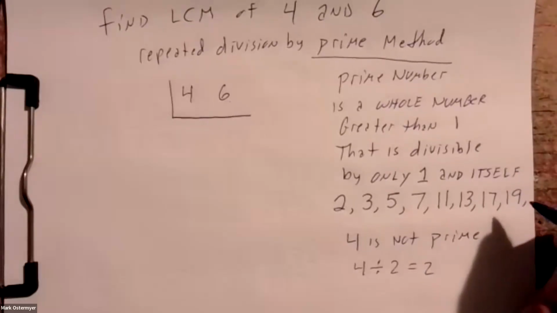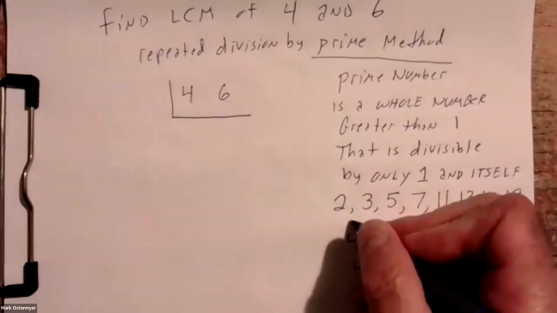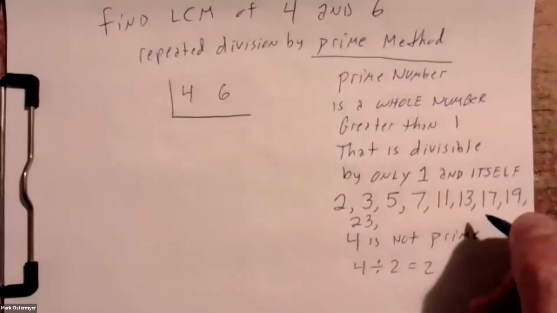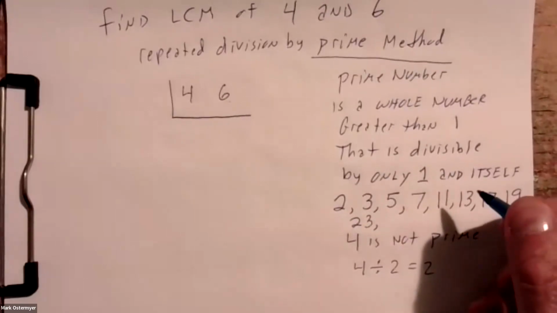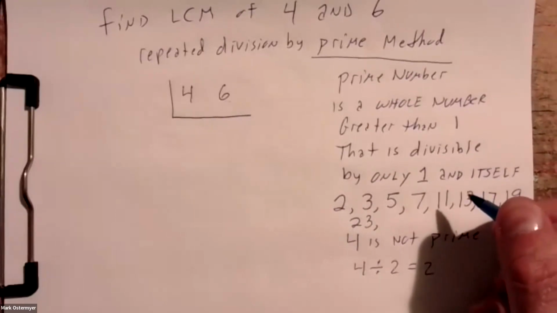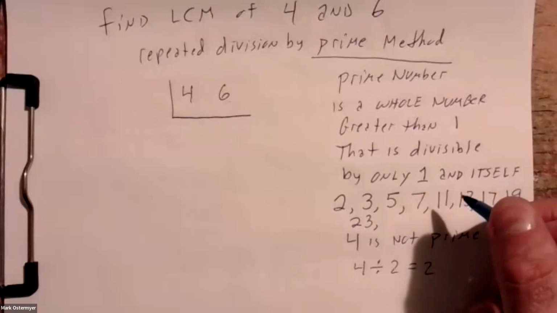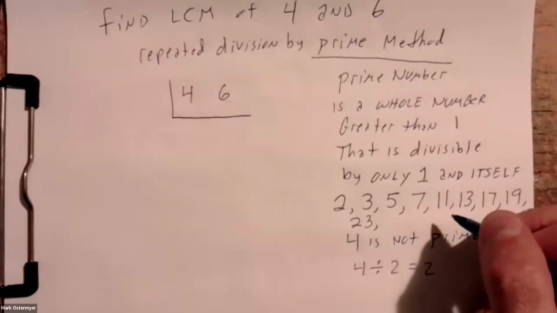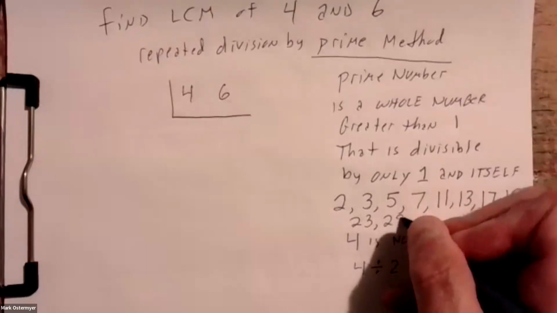No. 21 is divisible by 3 and 7. Is 22 prime? Absolutely not, it's even. 23 prime, yes. 24 prime, no. 25 prime? No. 26 prime, no. Is 27 prime? No. 3 and 9 divide into 27. Is 28 prime? No. 29 prime? Yes. 29 is prime.